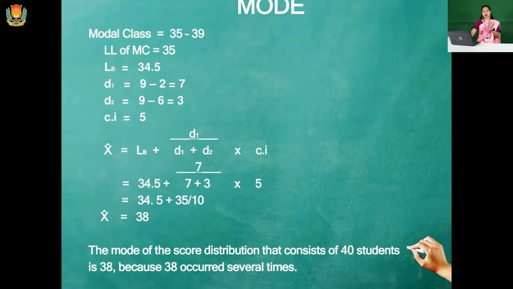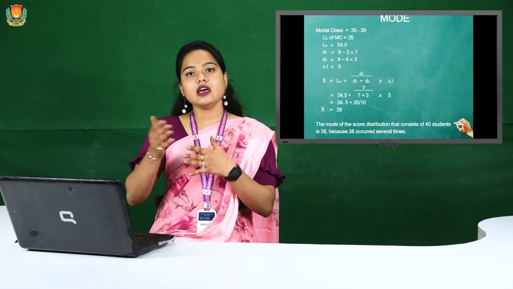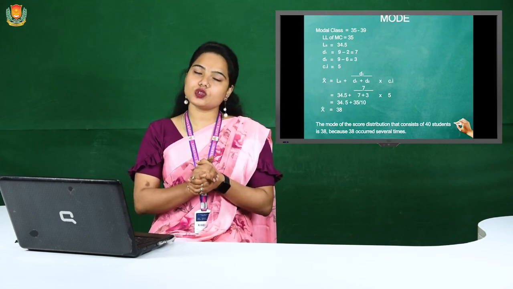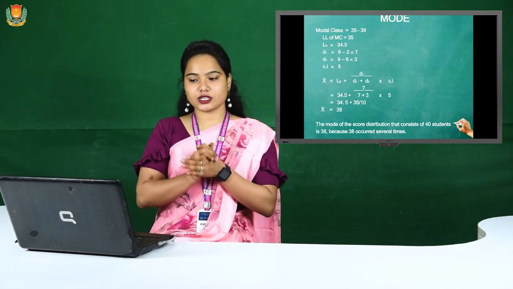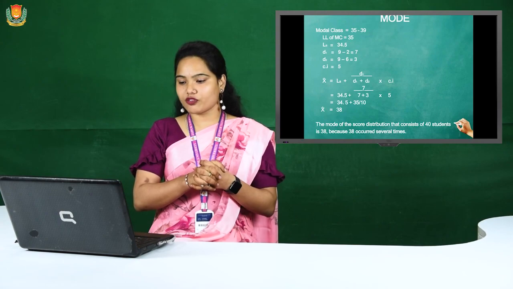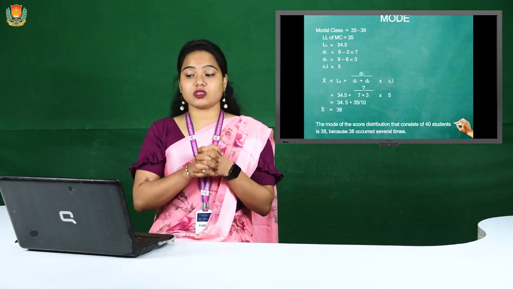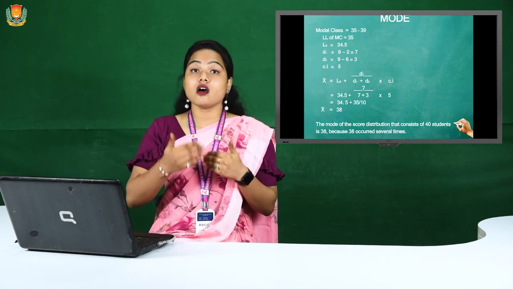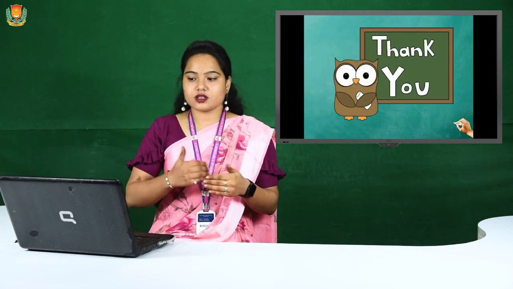Then we have calculated d1 and d2, and then we have the ci, that is 39.5 minus 34.5, which gives the value of 5. By putting all those values into the mode formula we get the mode, and here we are getting a mode of 38. That means among the 40 students, 38 is the value that occurred several times. Okay, so this is what we have calculated as the mode.